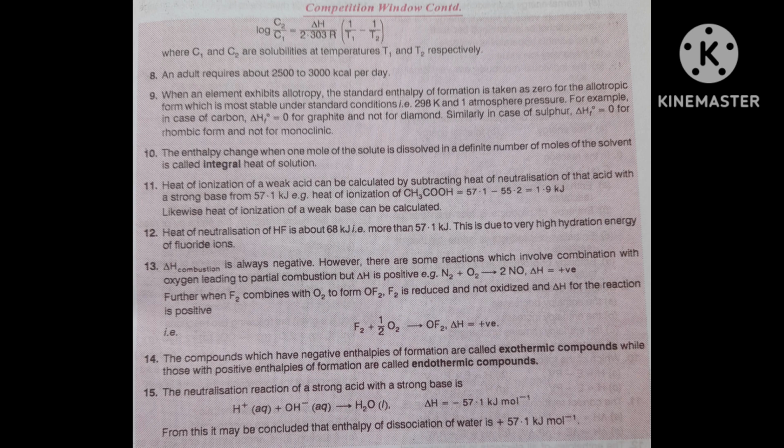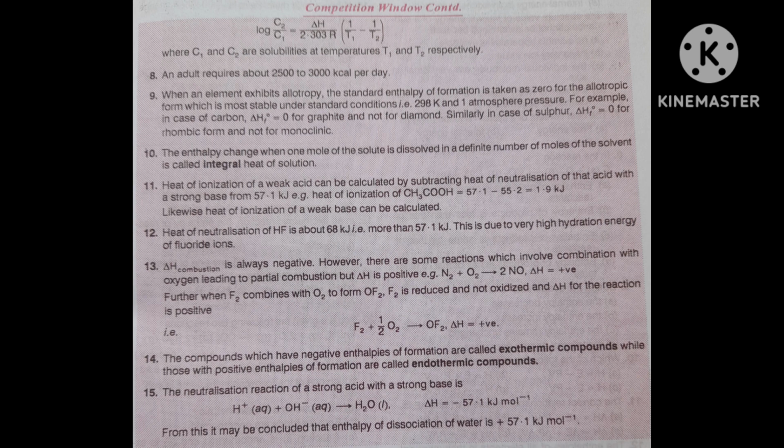Oxygen will behave as positive, and fluorine as negative. Positive means cation. Oxygen is less negative comparatively, hence it will behave as a cation, and fluorine will behave as an anion, negative. Hence, O you have to write first, OF2. Then F2 plus half O2, you will get OF2, and delta H will be positive. These questions are asked.